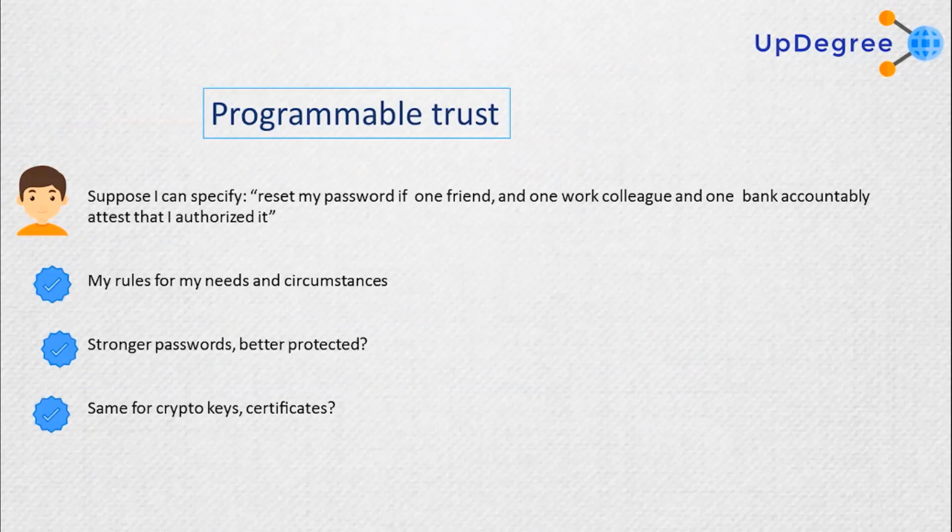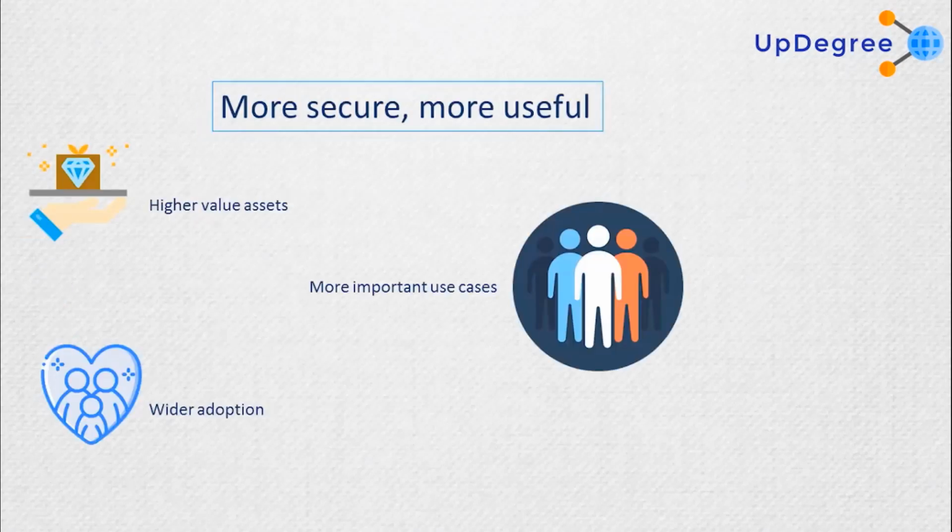It's called programmable trust. Suppose I can specify to reset my password, and a colleague for one bank. This is like creating my own rules, my own stronger passwords, and my own crypto keys. That's how we can call it programmable trust. This is one of the new buzzwords that is getting used with blockchain. It's more secure, more useful.